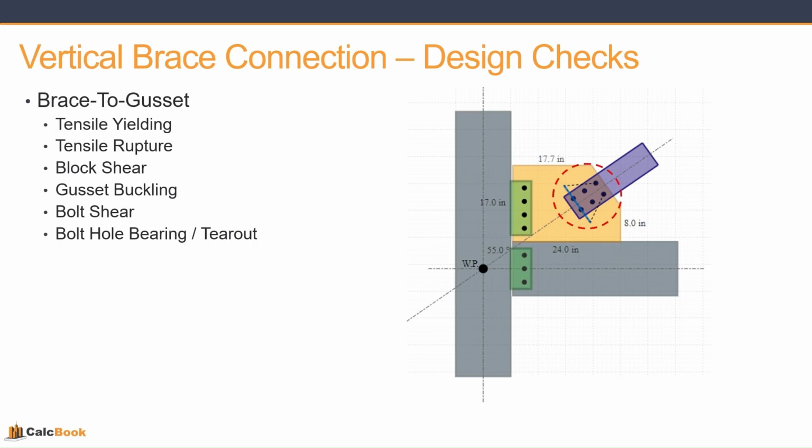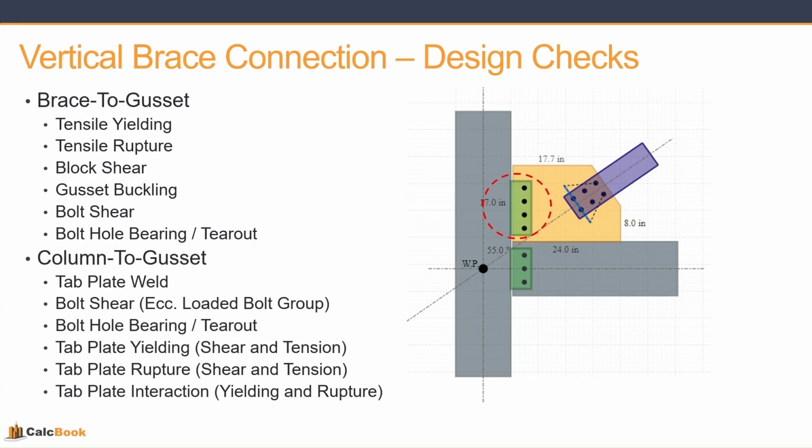So let's walk through all the different design checks for our vertical brace connection, because there are quite a few. The first one is the brace-to-gusset connection. We'll look at tensile yielding and rupture of the brace itself. Then we'll check block shear of the connection, so the block shear of the brace and block shear in the gusset. And then we look at gusset buckling in compression. And then we look at, obviously, the bolt shear connection between the brace and the gusset, and then the bolt hole bearing and tear out and all of that.